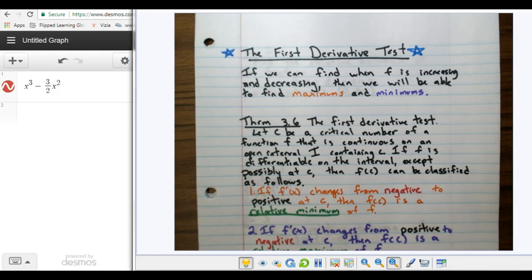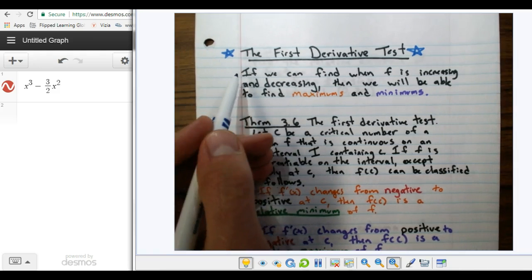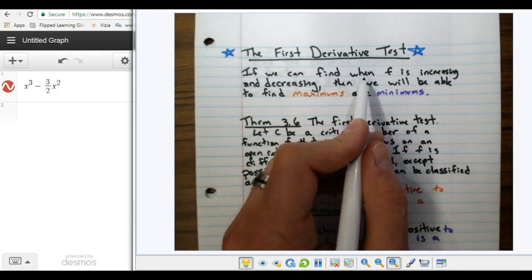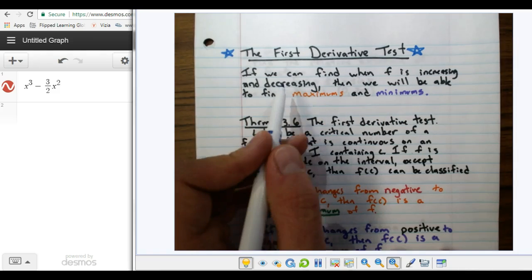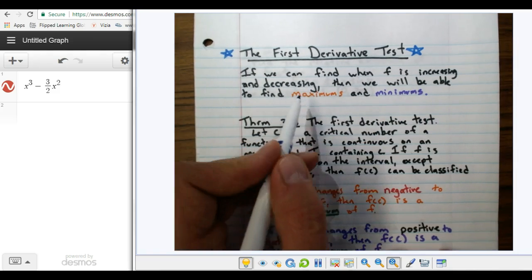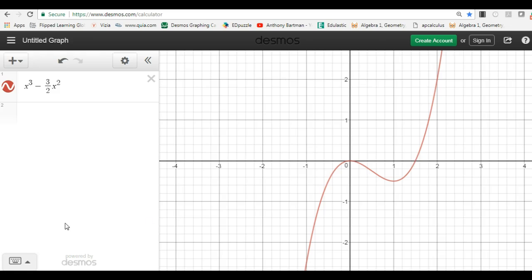And really they're saying, use the first derivative test to find this one thing to find something else. The first derivative test says, if we can find when f is increasing and decreasing, then we will define the maximums and minimums, right? If we go back to here, we know it's increasing to decreasing to increasing. We knew this is a relative maximum, here is a relative minimum, right? Those are our relative max and relative min.